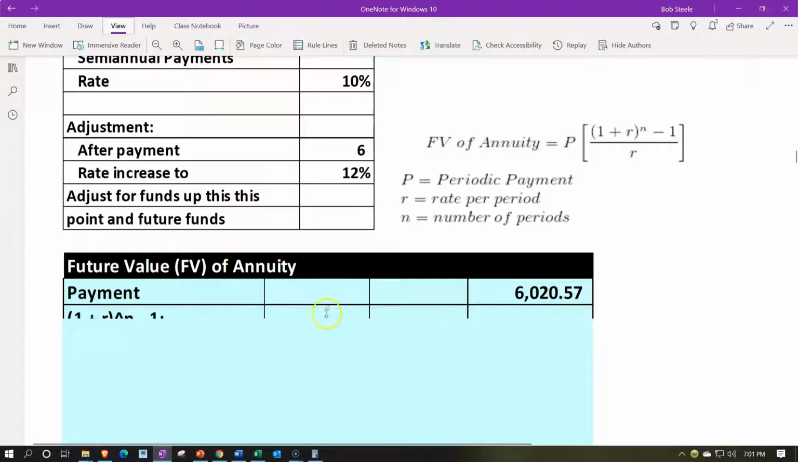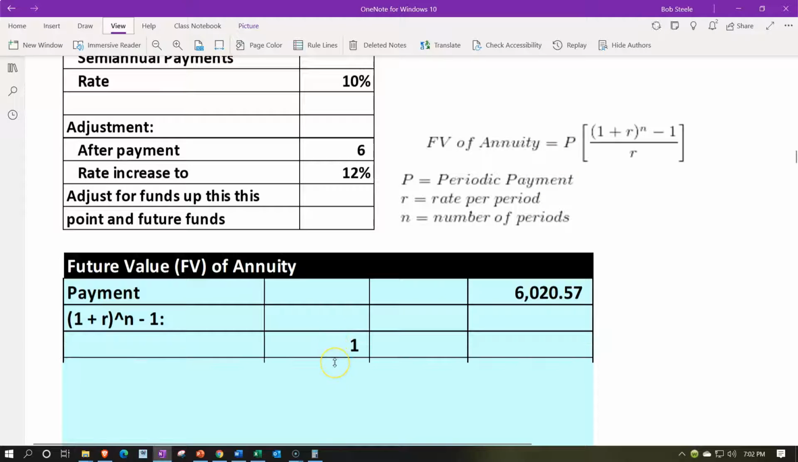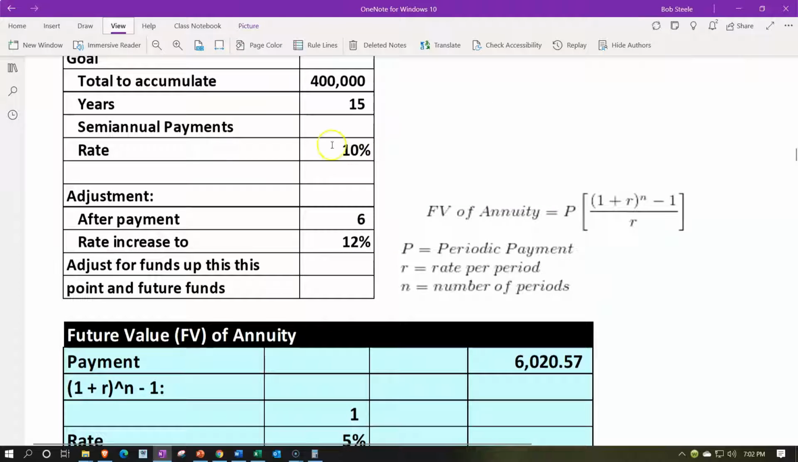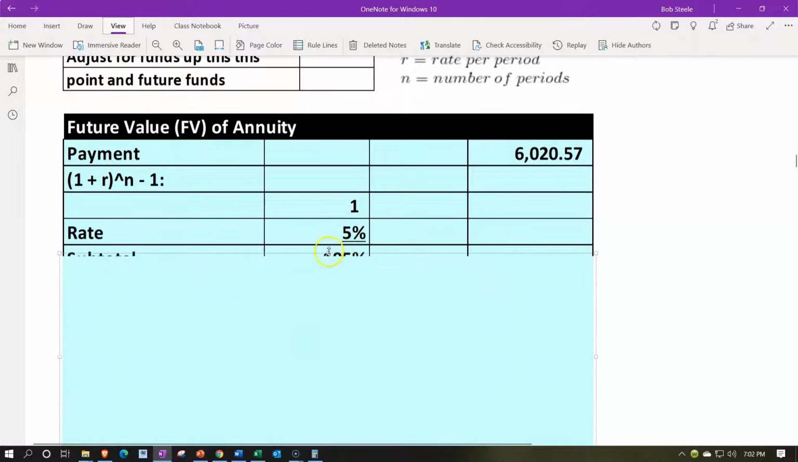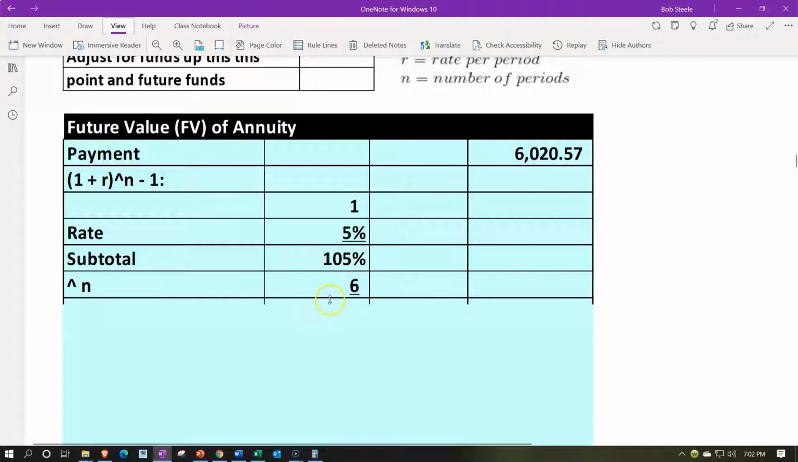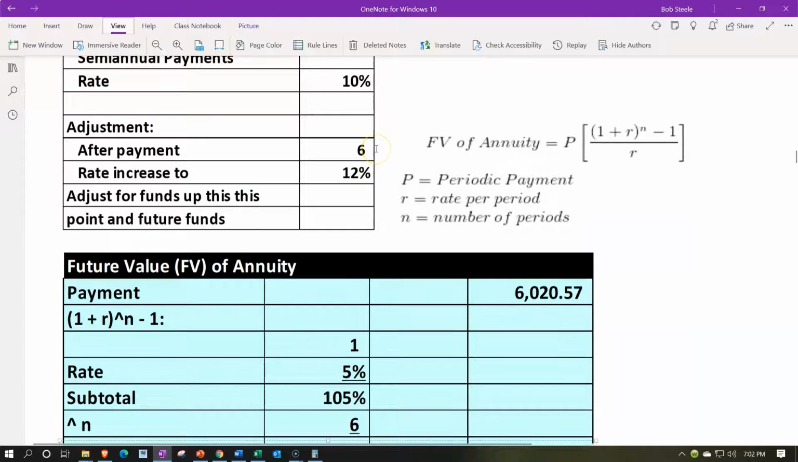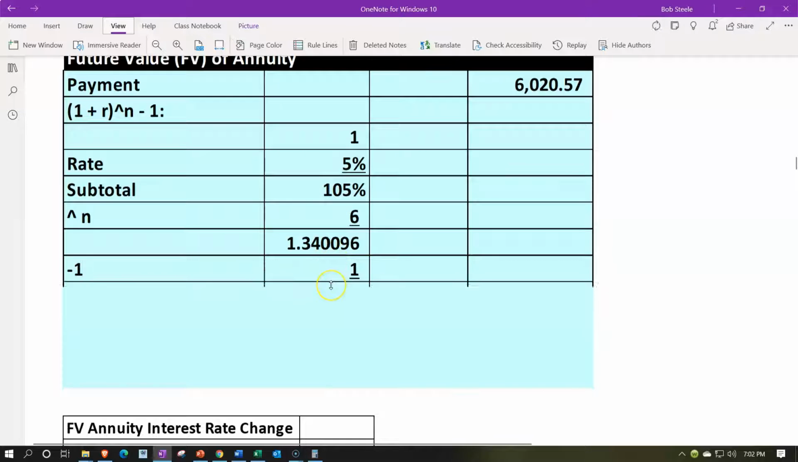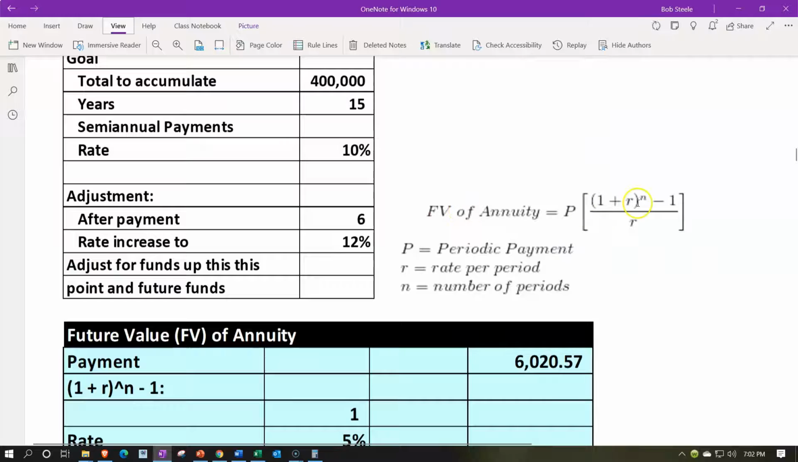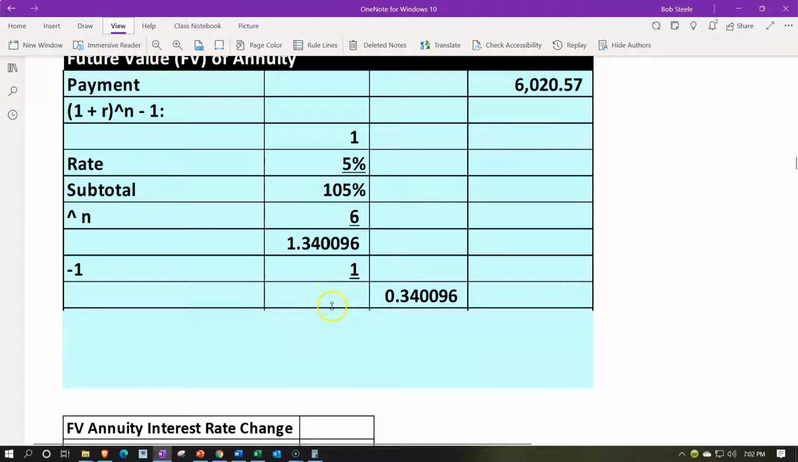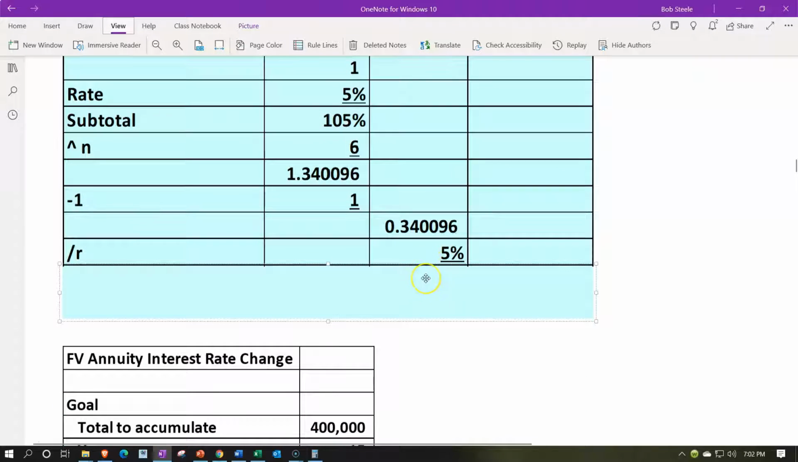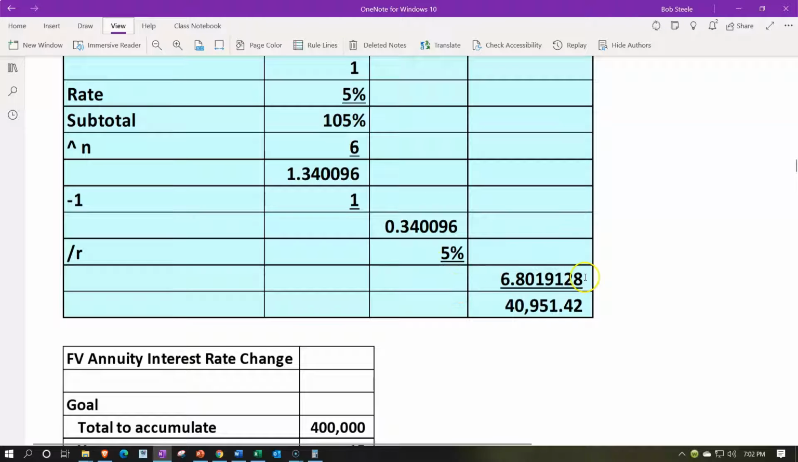Plugging that into our table over here, we put the P on the outside, 1 plus R to the N minus 1. So we're going to say 1 plus R, 5%, because we're still using this 10% divided by 2 because it's semi-annual. That gives us 1.05 to the 6 periods that have passed. So 1.05 to the power of 6 gives us 1.340096 and so on. Minus 1, wrapping up the numerator, gives us 0.340096 and so on. The denominator is the rate, 5%. We take the numerator divided by the denominator and we get 6.8019128 and so on.